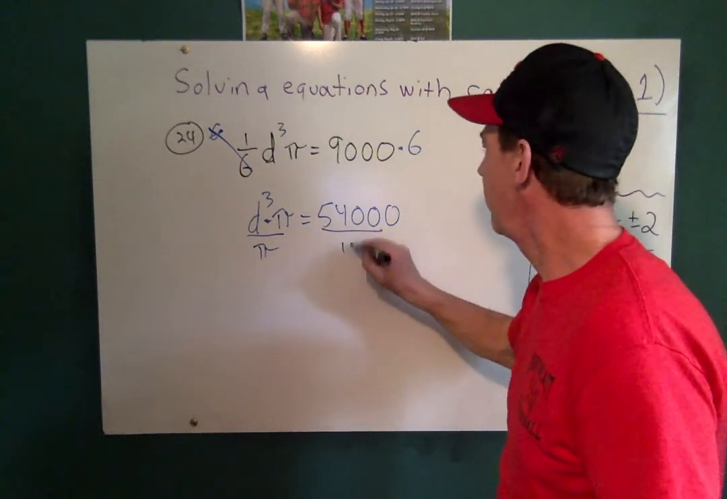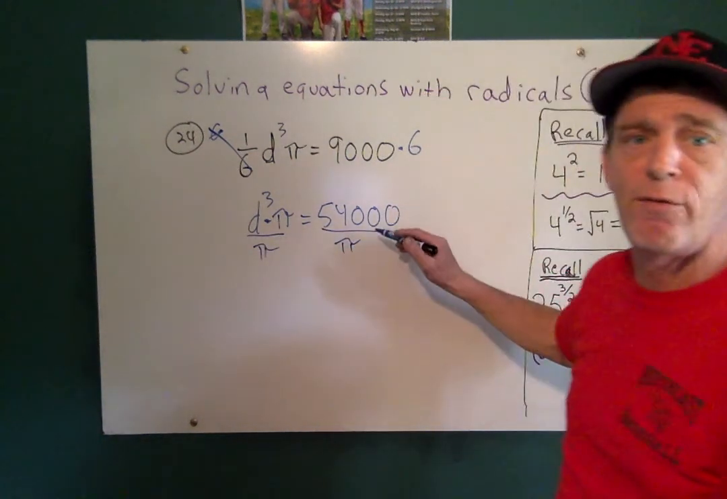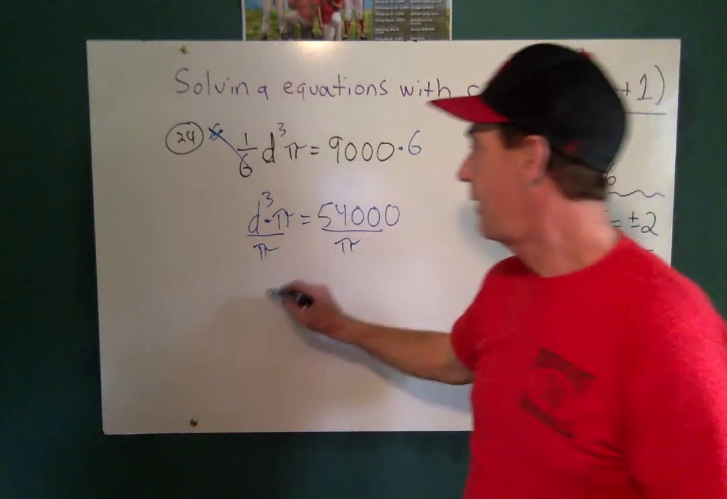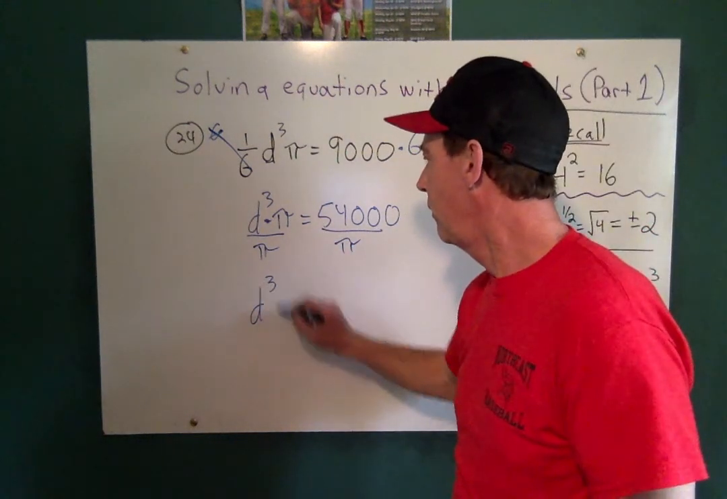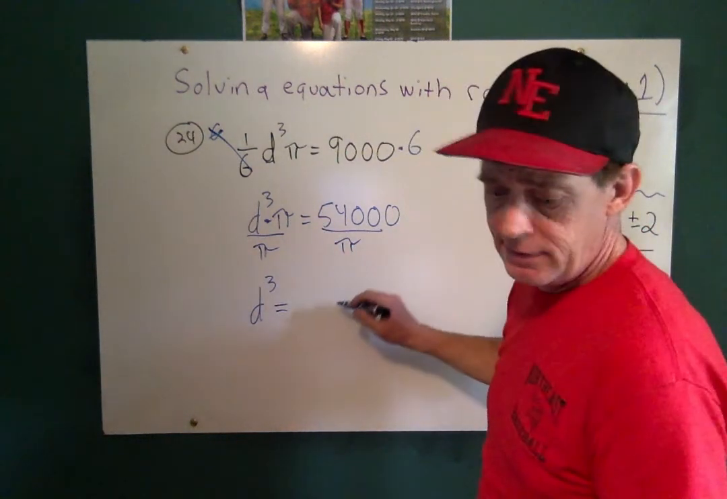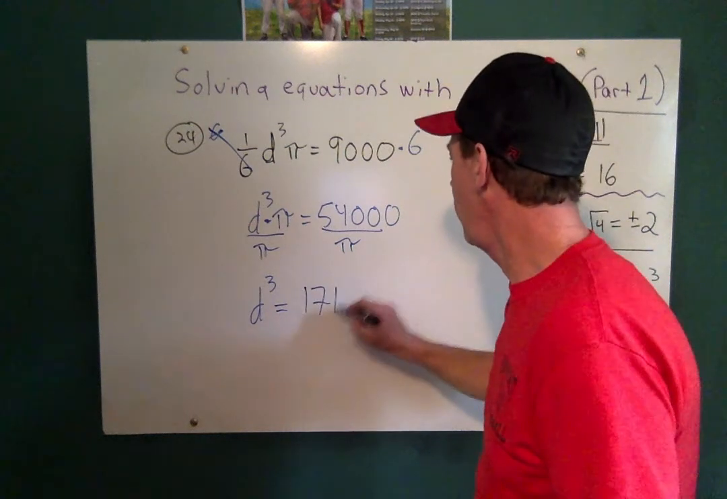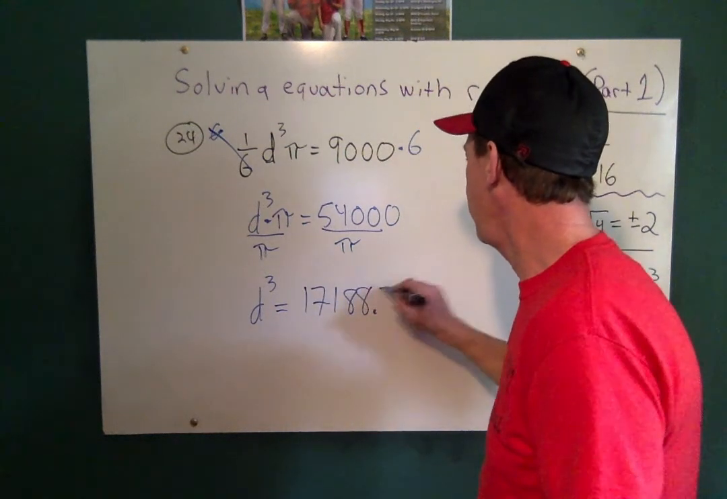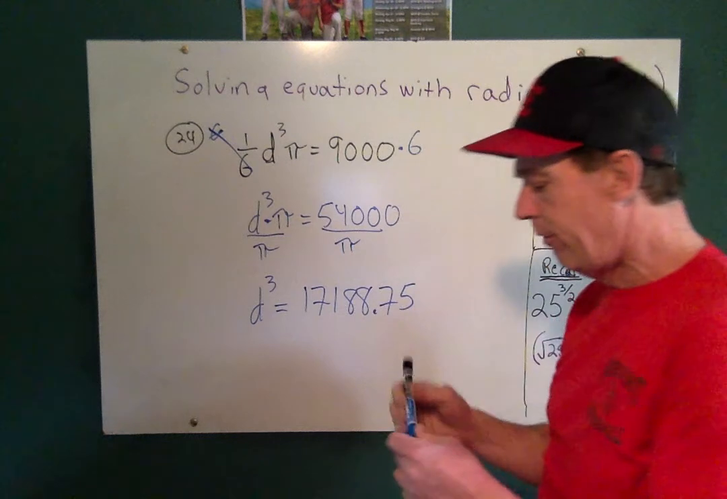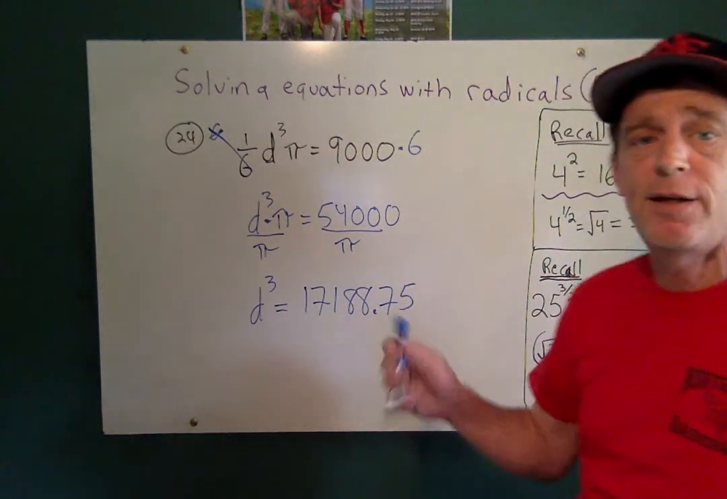Divide by pi, divide by pi. And I use 3.14159 for this. And I got d to the third is equal to 17,188.75. And then how to calculate this?